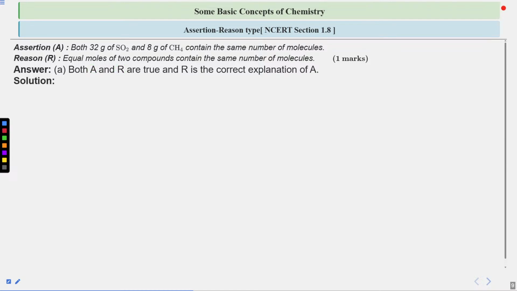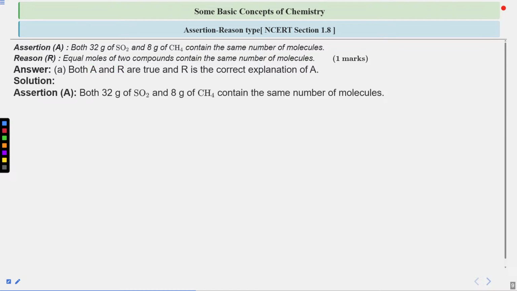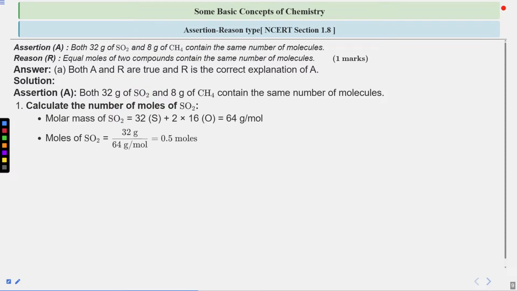How will we solve it? For that, we have to calculate, not count, we have to calculate the number of molecules in each of these. For that, we will need the number of moles. Now to calculate the number of moles, we need the molar mass.